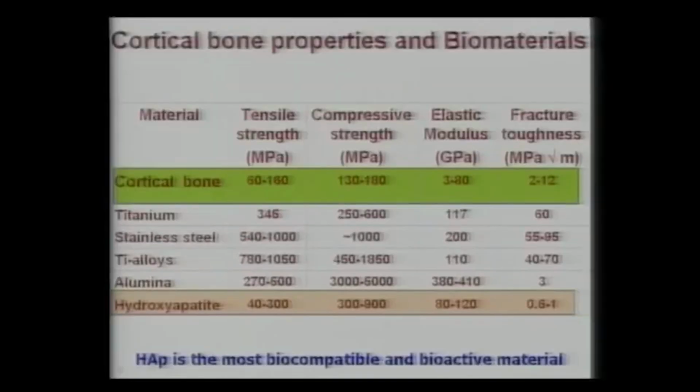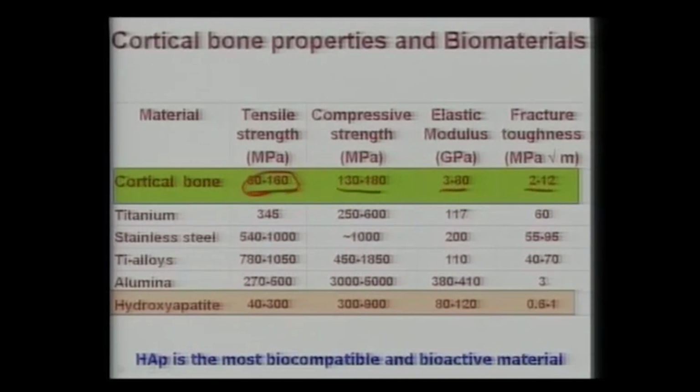Now you can see that there is a large variation in the tensile strength, which varies from 60 to 160 MPa. This large variation in tensile strength is essentially due to the anatomical location of the cortical bone in the human body, like whether it is in the shoulder or in the thigh or in the hand. Depending on which anatomical location you are taking the bone from, your cortical bone properties also vary.